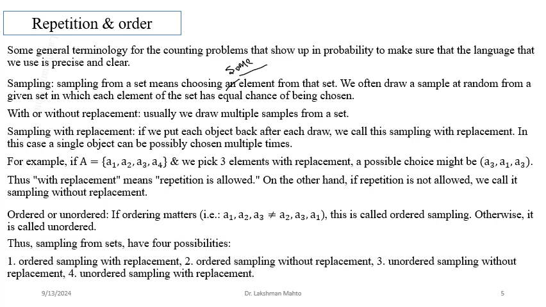Okay. Sampling from a set has 4 possibilities. If you are using two concepts in order to sample, 4 combinations would be there. What are those? Ordered with replacement, that means ordered sampling with replacement. Second is ordered sampling without replacement. Third is unordered sampling without replacement. Fourth is unordered sampling with replacement.